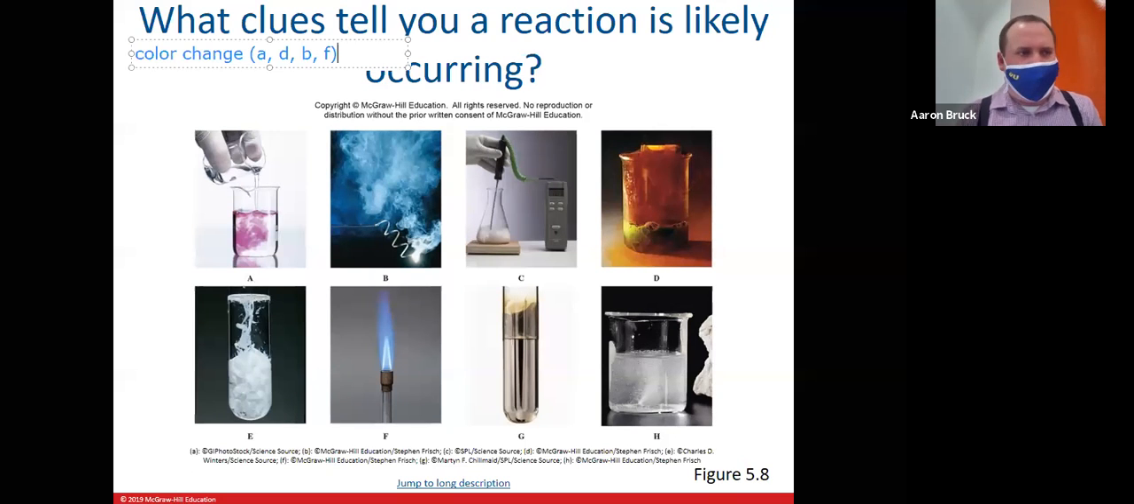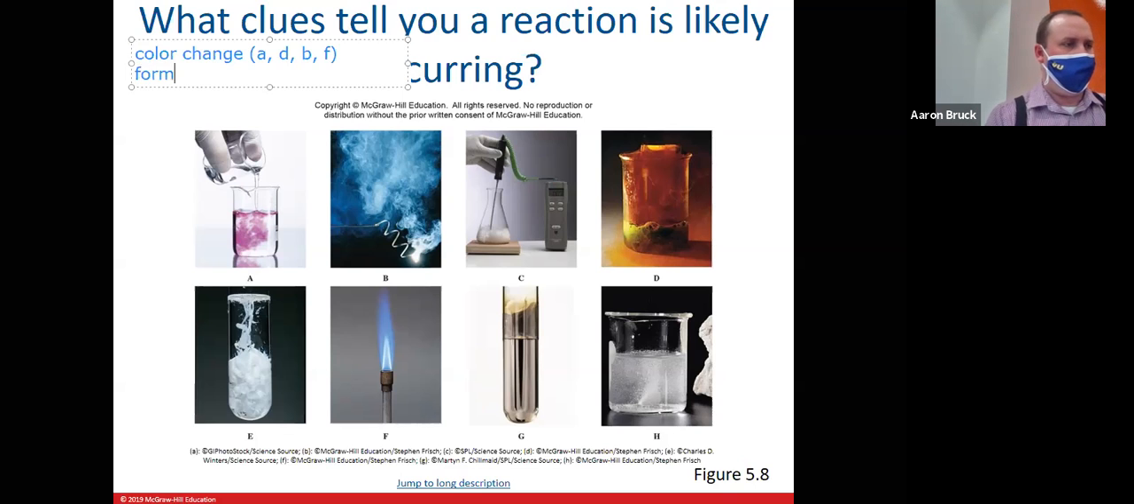What are some other things that we can look at that indicate a reaction might have occurred? Okay. We see the formation of a gas in D. We see the formation of a gas in H. Anywhere else where we see gas forming?